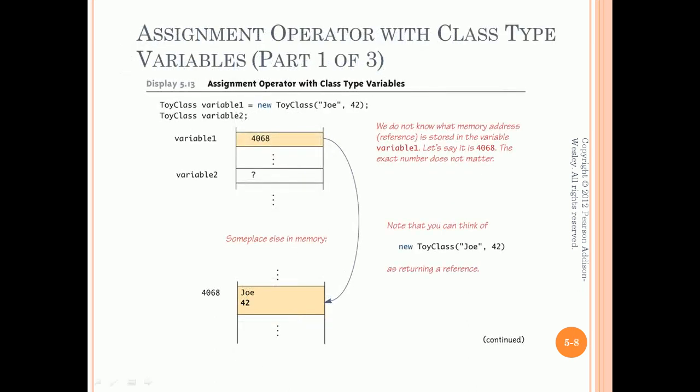So let's look into another example. Let's say that I have an object variable 1 of type toy class with this data, Joe and 42. How is it created in memory? First of all, the reference, the object name, is created. Let's say it is given an address 4068. At 4068 the object variable 1 will be generated with two data members, name and number, and the values for name and number will be stored, right?